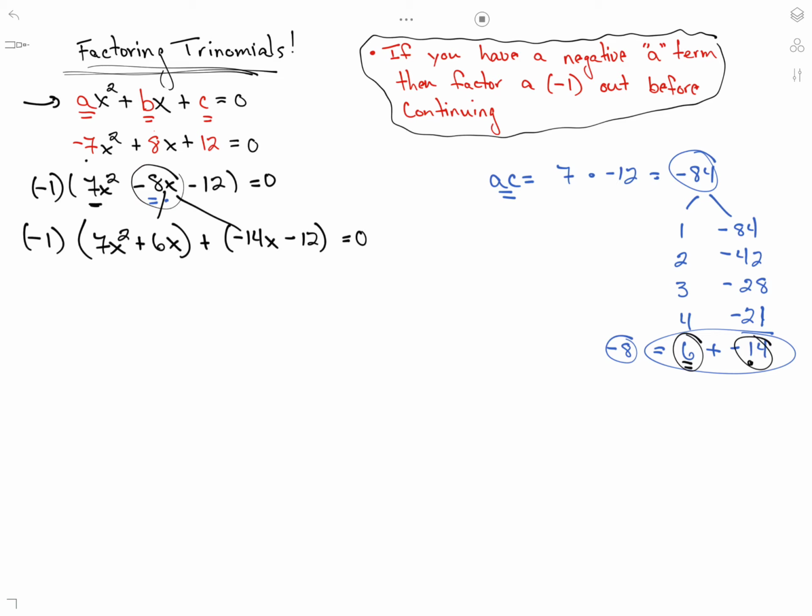Now I'm going to go through both of these sets of parentheses and find the greatest common factor that I can remove out of both. The -1 stays in front. The greatest common factor in the first set of parentheses is just x. When I factor that out, I'm left with 7x plus 6. I need to factor out of the second set whatever leaves me with exactly the same 7x plus 6, or else this is not factorable by hand. The thing I need to factor out is a -2.